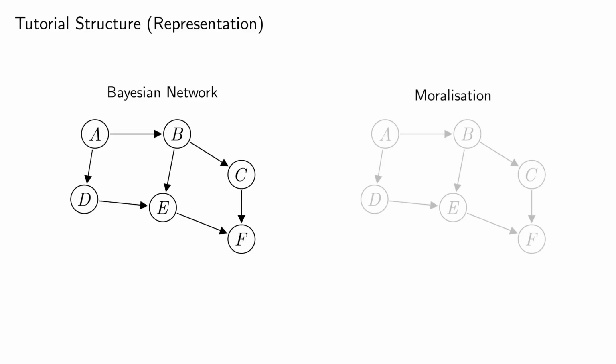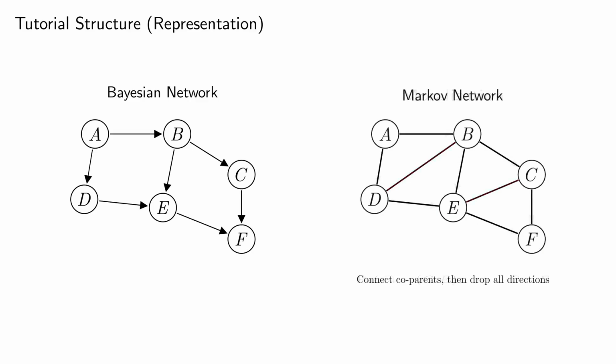So node E has parents B and D, so we connect those coparents with an undirected edge. And node F has parents C and E, so we connect C and E as well. We do this for each child that has more than one parent. After the coparents are connected, we remove every arrow direction. The result is an undirected Markov network.